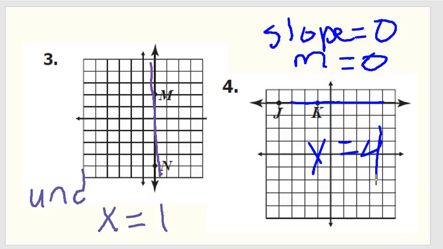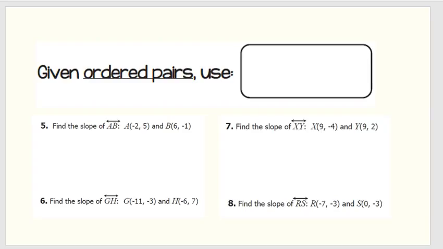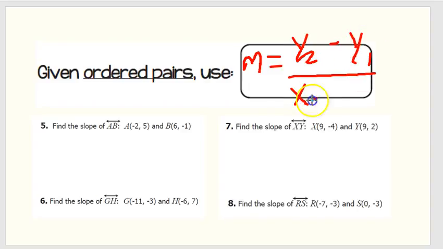Now, that's if you have a graph. What if you don't have a graph? What if you have 2 points? Okay, when you're using 2 points, you're going to want to use the equation m equals, that's our slope again, right? M equals y2 minus y1 over x2 minus x1. That's the equation for a slope. Change in the y over the change in the x.